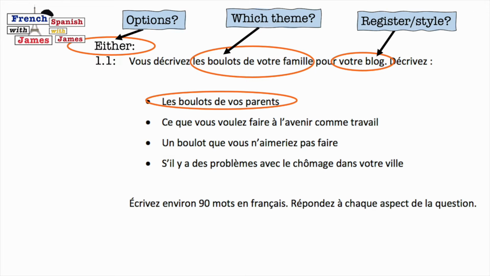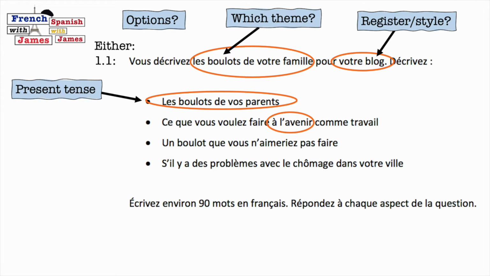Then we need to look at the 4 bullet points. Think about what tenses they're in. So this one, the jobs or the careers of your parents, that's the present tense. We can use the present tense to talk about that one. The next bullet point specifically asked us about à l'avenir, about the future. So we need to make sure we respond in a way that means we're using the future tense, or we could use the conditional tense. In the future, I would like to do whatever job it may be.